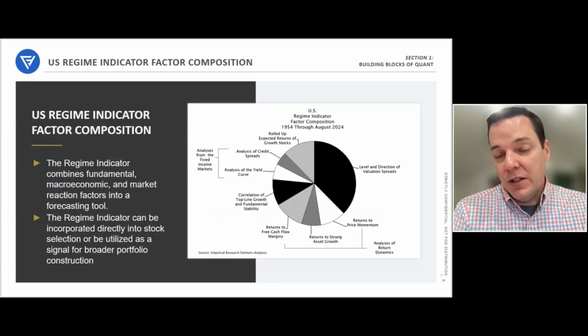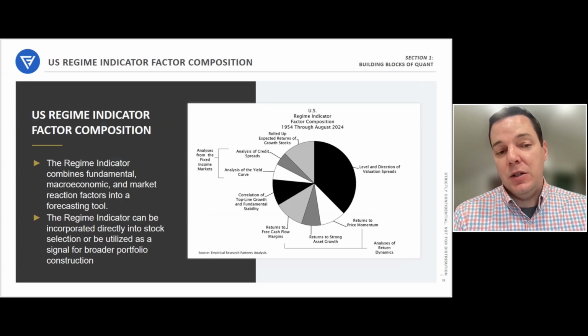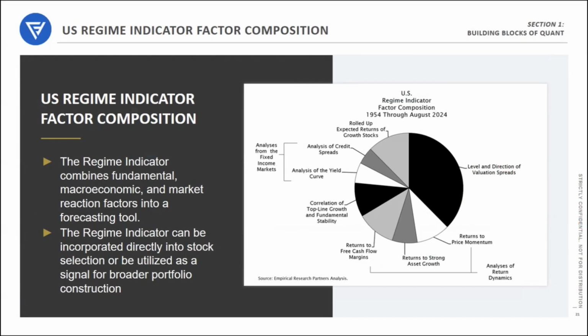And so this is how we construct our regime indicator. What makes our regime indicator a little bit different is we do rely a lot on rolled up stock level data. So our US regime indicator focuses on things like the level and direction of valuation spreads in the market, right? If we see a really big dispersion between cheap stocks and the market average, that's been a really tremendous signal for us that valuation is going to outperform over the next 12 months, over the next 24 months. So if we're in a situation where there are wide valuation spreads, that's ultimately going to push us more into a value-oriented regime.